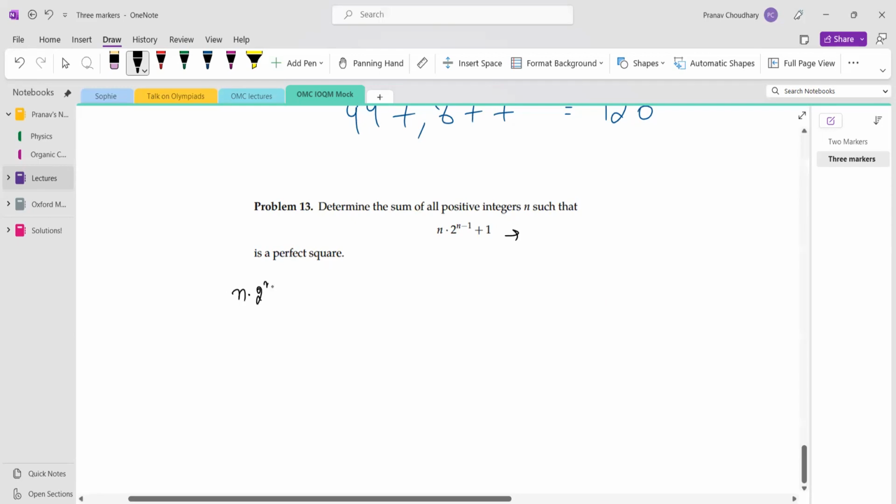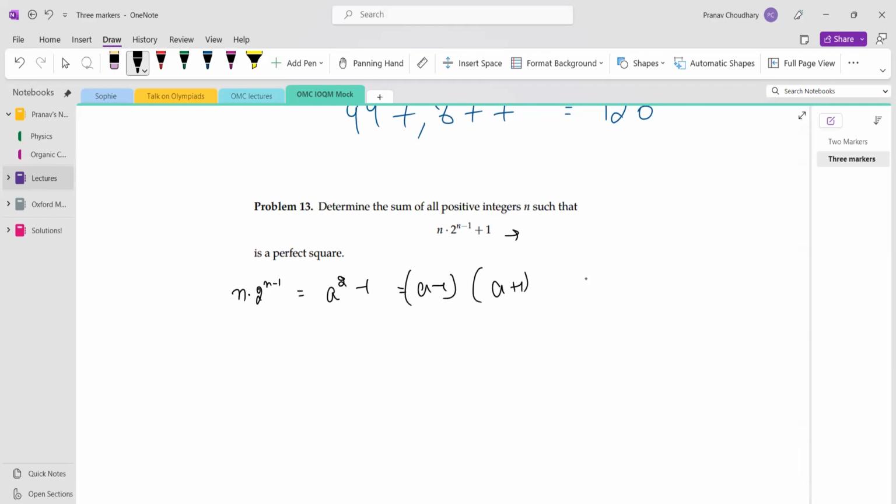So what's the most obvious thing? You do this equals a square minus 1 for some a. So this is a minus 1 times a plus 1. Now notice that both of these have the same parity, right?